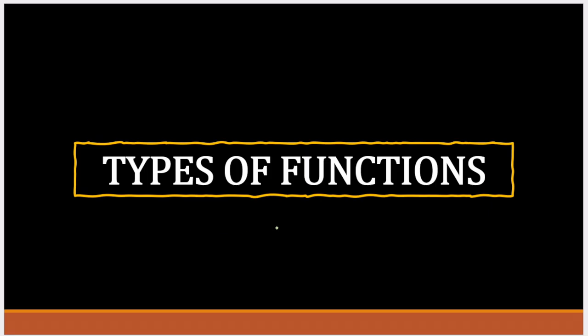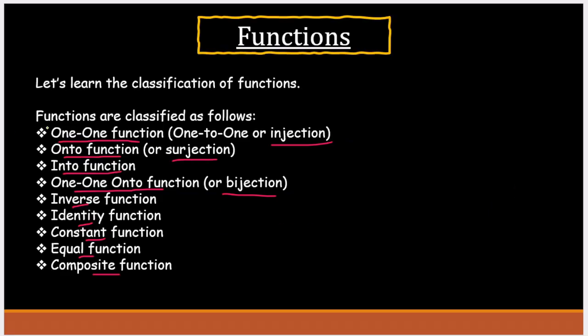Let's learn about types of functions. Functions are classified as follows: one-one function or injection, onto function, which is also known as surjection, into function, one-one onto function or bijection, inverse function, identity function, constant function, equal function, and composite function. Let's see each one of these.